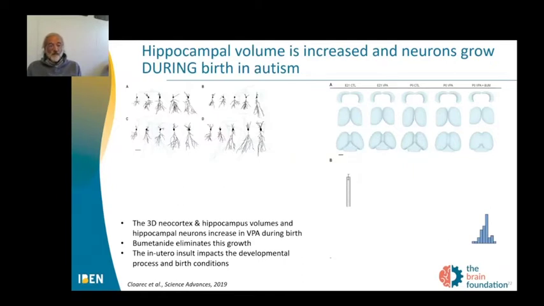Now, this has important implications. In other words, autism is born in utero, but it also impacts birth, the condition of birth, and the growth pattern of the brain in utero and during birth, where in control there is no modification in size, whereas in autism the brain and neurons grow in addition. Of course, this has pathological implications. It means that at that stage, the brain will be much more vulnerable to insult.